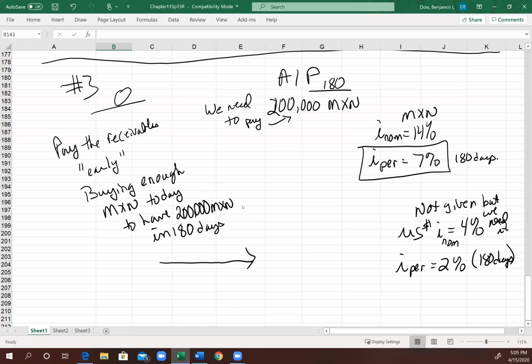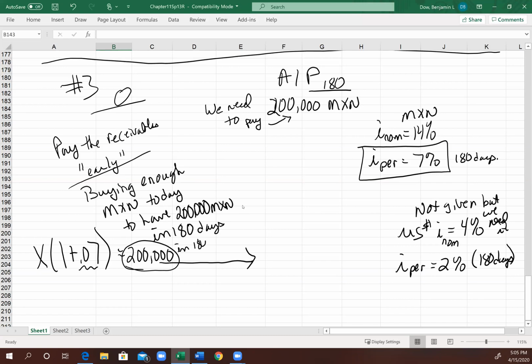So how do we pay the receivables early? We buy enough pesos today so that if we could purchase a money market security that had a $200,000 face value, how many pesos would we need today to purchase that? The idea is that if you buy pesos today but don't make the payment for 180 days, you can still earn 7% on that money. So the question is, how many do we need to buy today? We need to buy enough that they earn 7% so that we'll have 200,000 in 180 days.